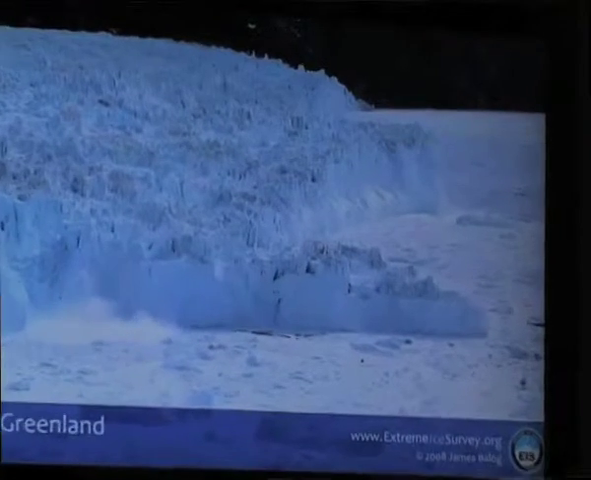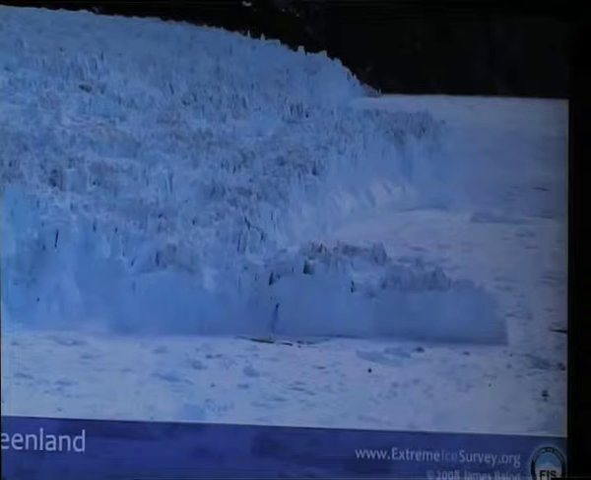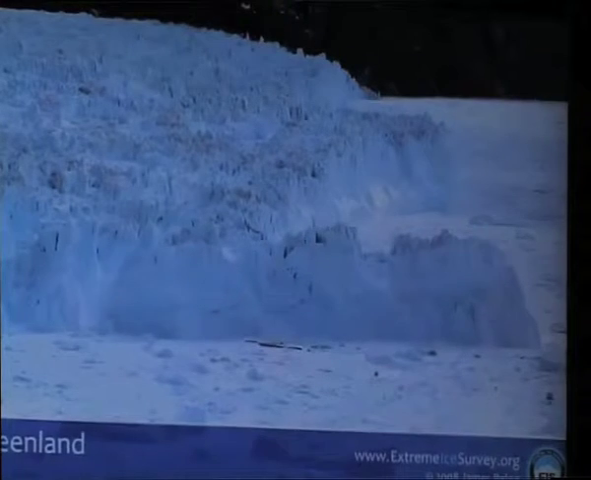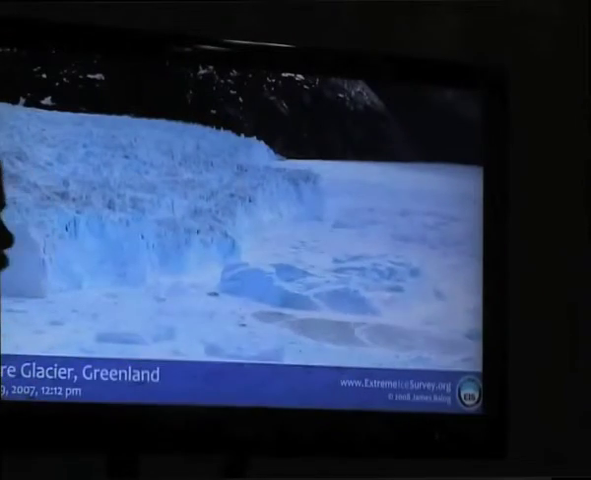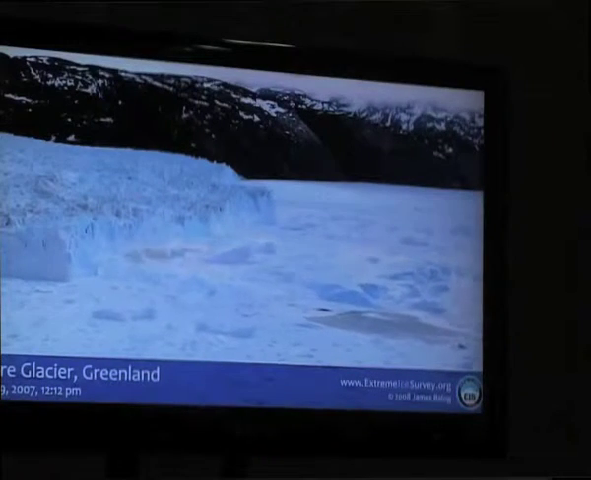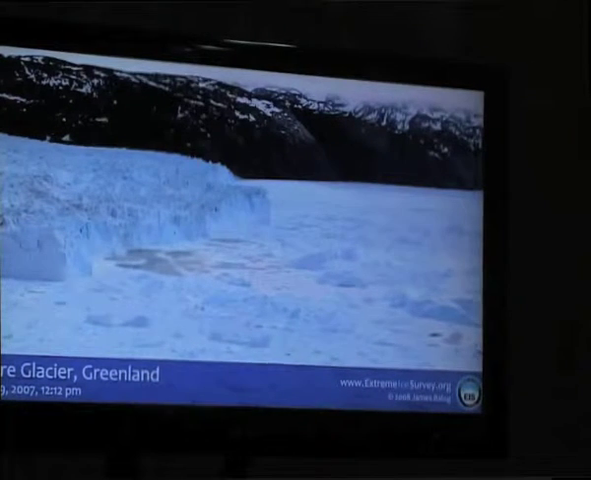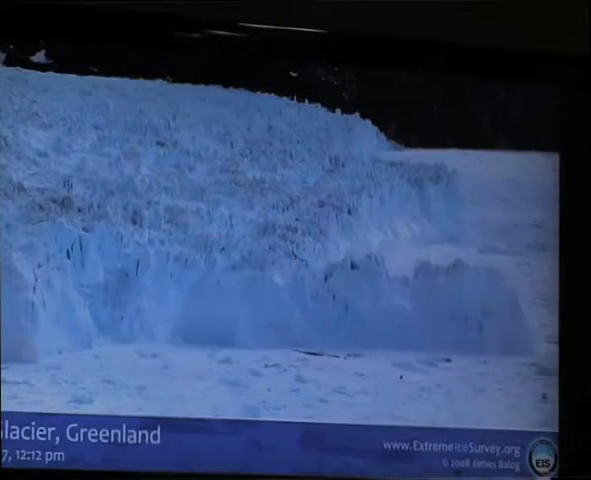This is from the Extreme Ice Survey, James Balog, who has put in cameras at 36 different glaciers around the world. These waves are probably 80 feet. We'll put it in reverse just to show you the incredible 2007. How time lapse is that? It's 1 day. 1 day. Happened in 1 day.